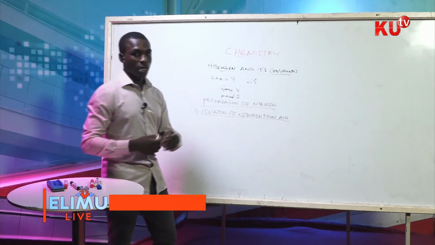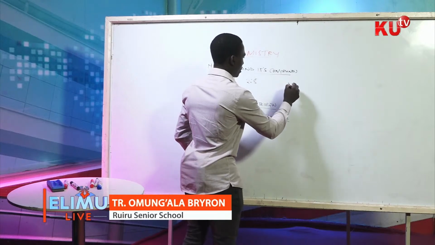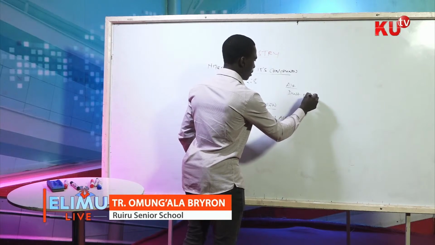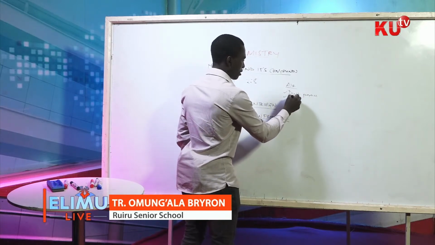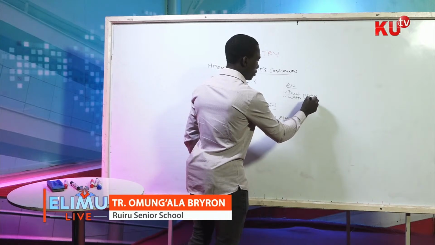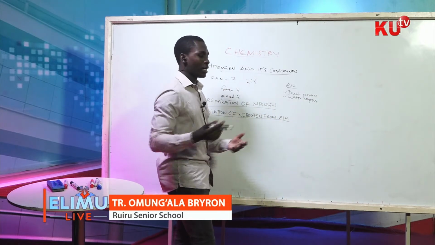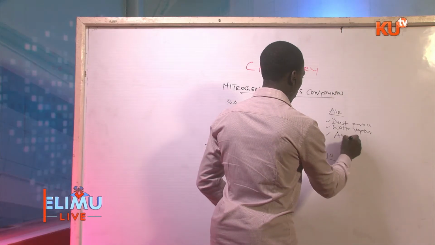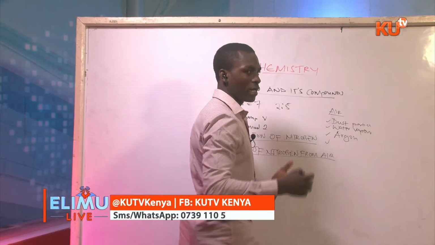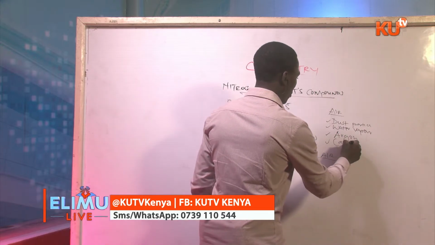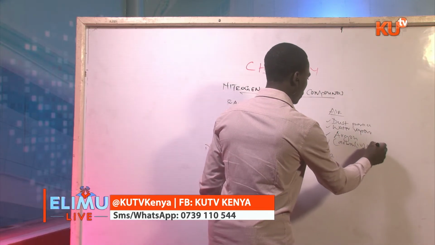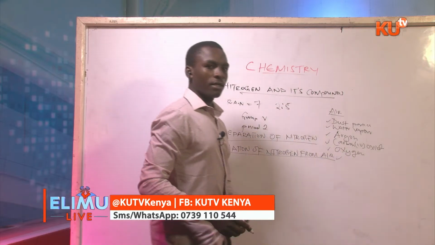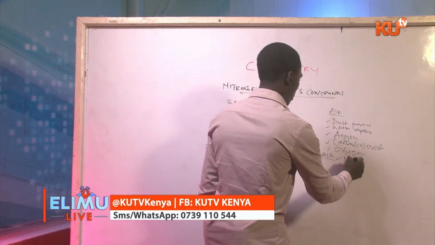And remember, air comprises other components. Air comprises dust particles. Air also comprises water vapor. Also in air, we have inert gases, and the major part of the inert gases is argon. And the same air has carbon 4 oxide. We have carbon 4 oxide in air. We also have oxygen in air. And also air is made up of nitrogen.